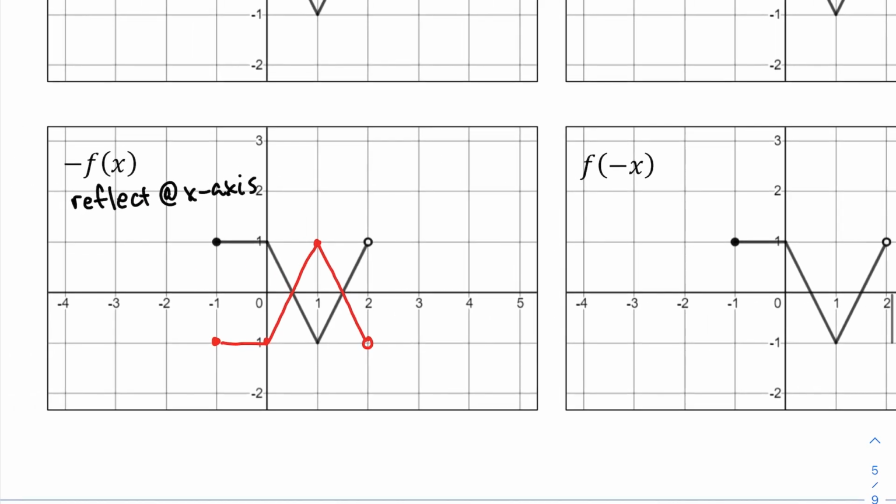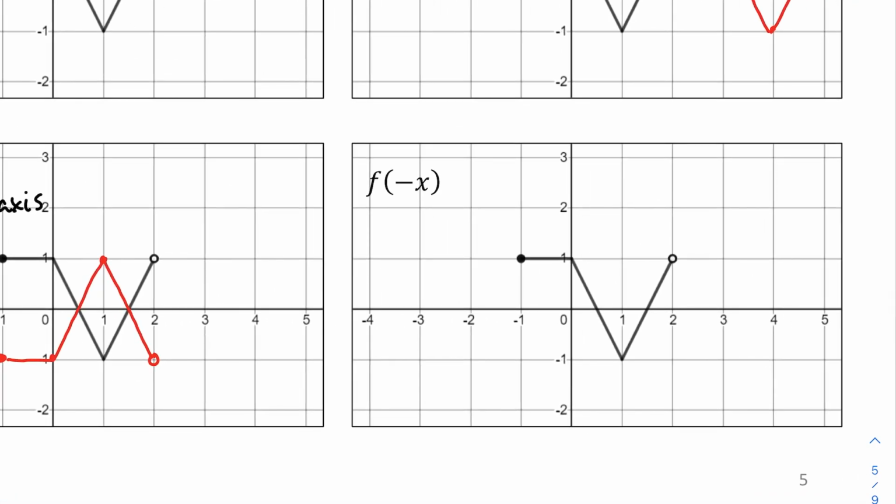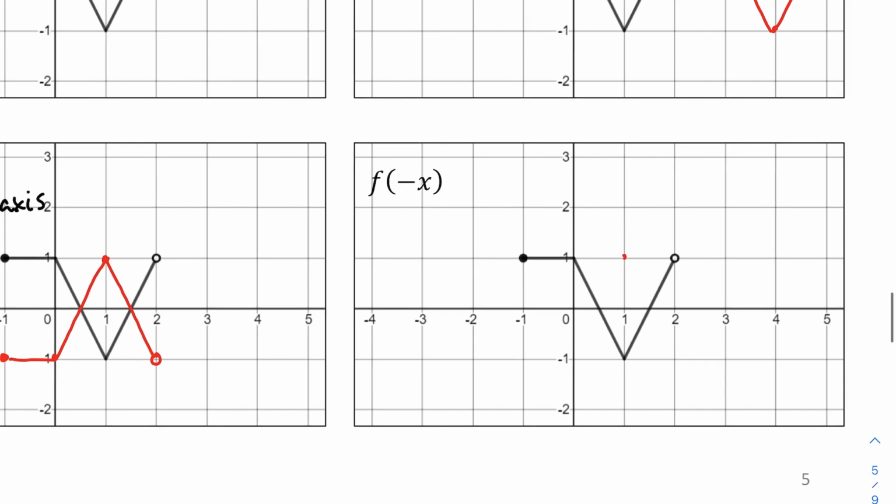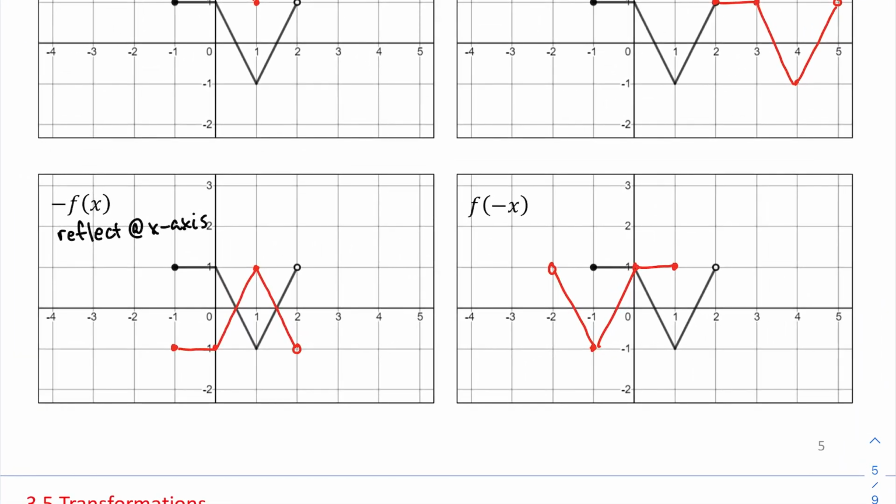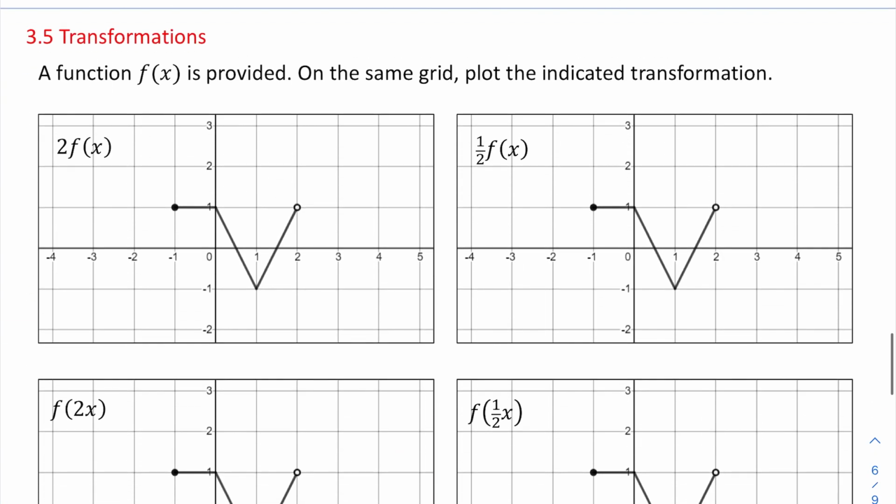When you do f of negative x, this is where we reflect across the y-axis. So focus on that point, reflect it to the other side of the y-axis. So we'll get that portion, and our v will be here and end there. So you can reflect the black graph across the y-axis, and we get the red graph. Okay, we'll practice 4 more of these.